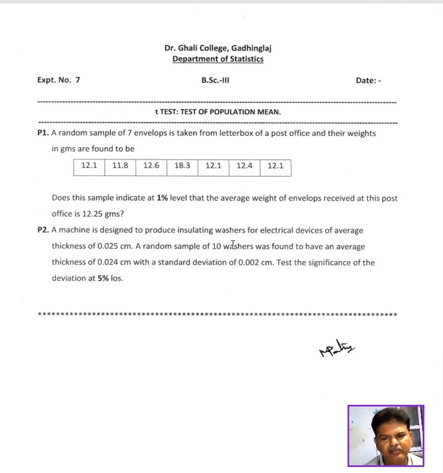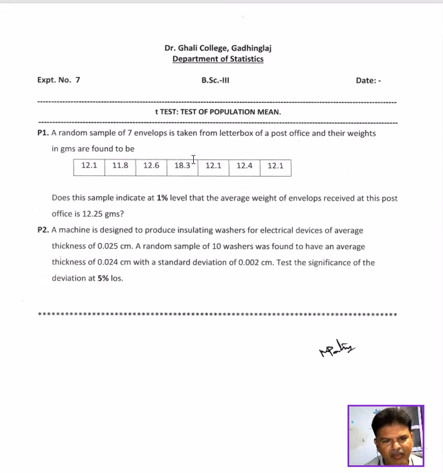Hello friends, now we can start our experiment number 7. This is experiment number 7 and this is the test for population mean. In this test for population mean there are two examples. These are the two examples, problem 1 and problem number 2.